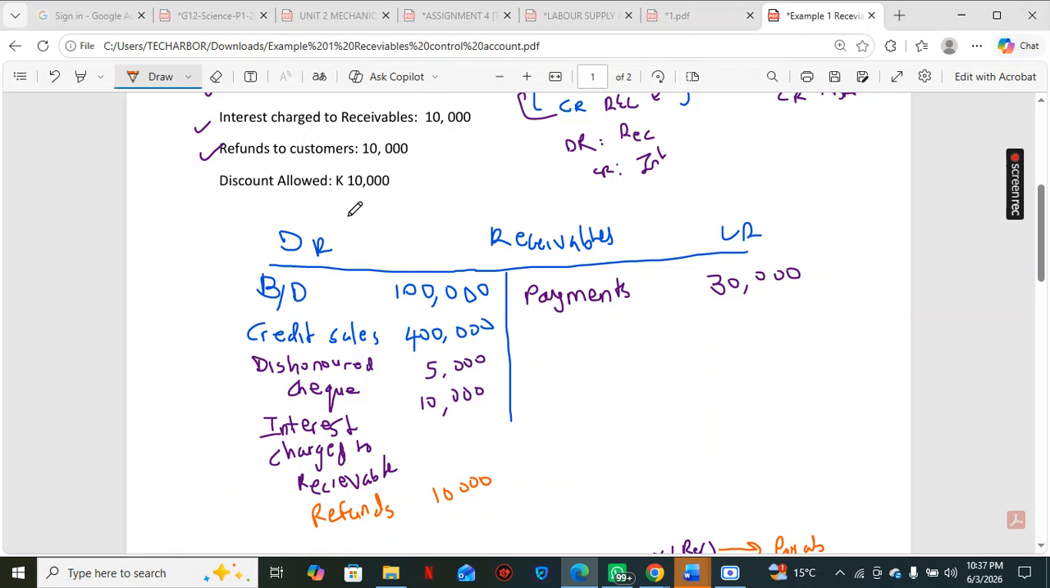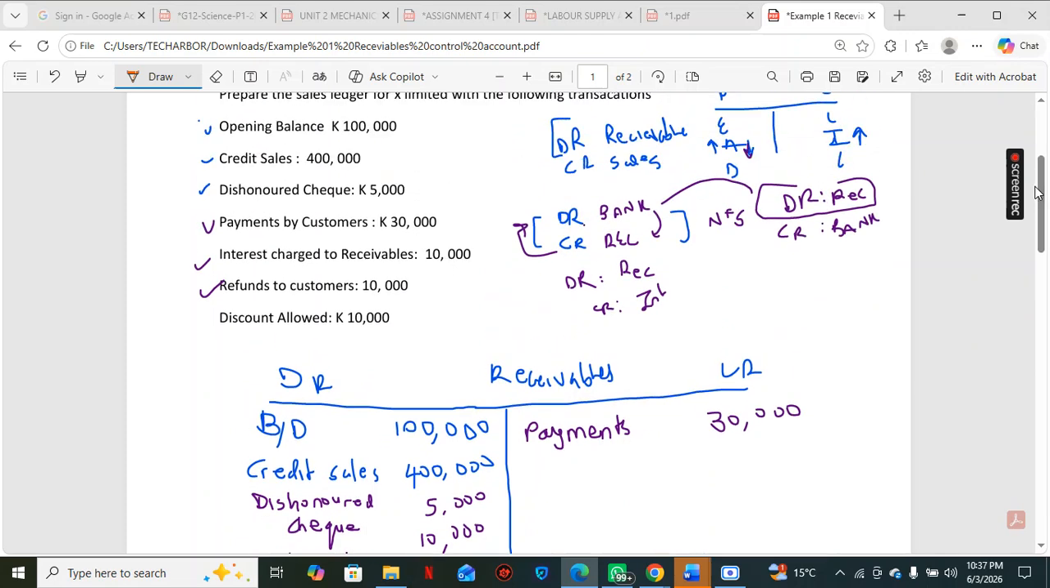Okay. Then finally, we've got discount allowed. Discount allowed is a discount you give your customers so that they can pay you fast. Discount allowed usually happens when a customer is paying you. And when a customer is paying you, what they're owing you reduces, the debt drops. And as we said, when what is being owed to you drops, you credit. So even the discount allowed will come on the credit side here.